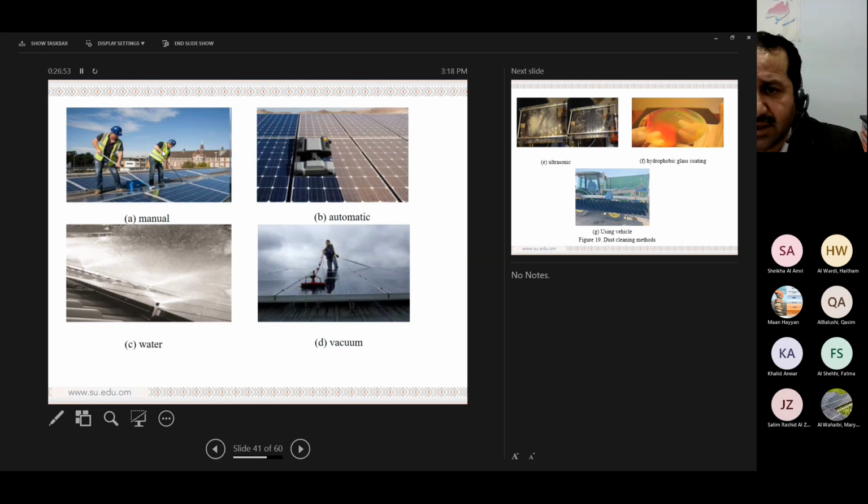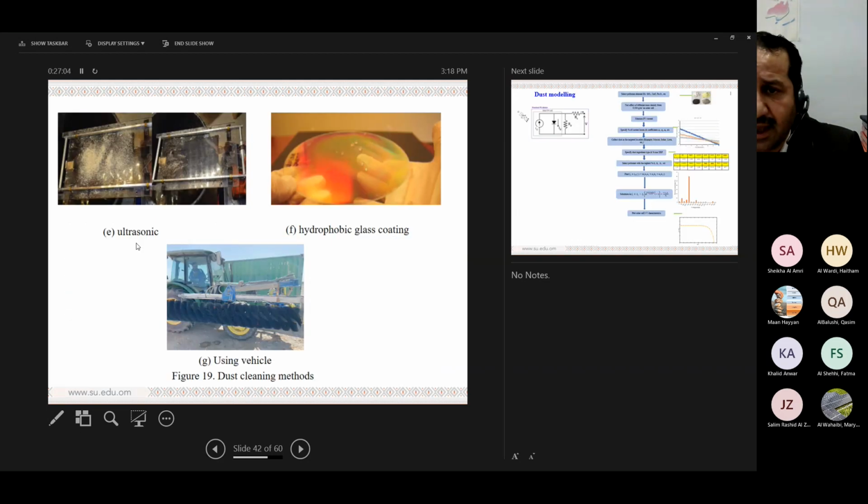You can see here these are people doing manual cleaning. This robot is cleaning the PV, with air vacuum and air water spray, they try to put it on the PV. Here is ultrasonic, it's like applying high voltage on the panel itself to make vibration, especially when the dust is dry dust, not mud or with humidity in desert areas. And this is, as I mentioned, the coating.